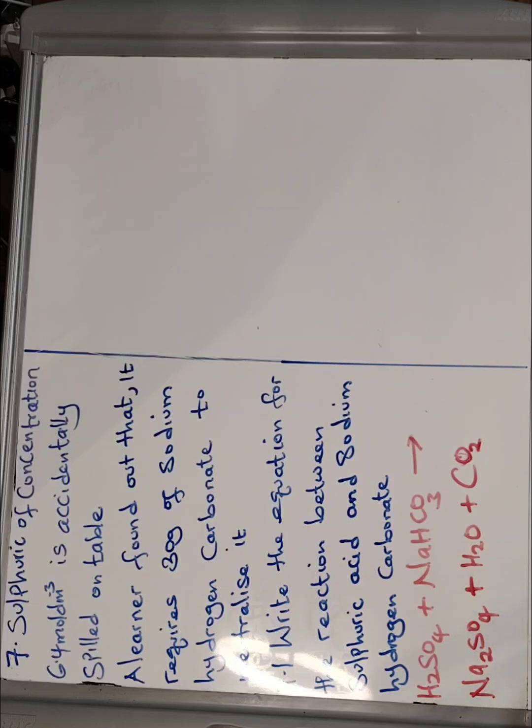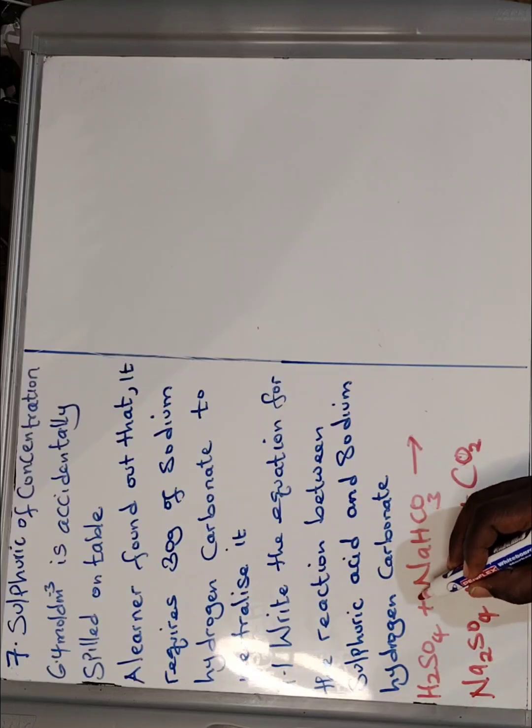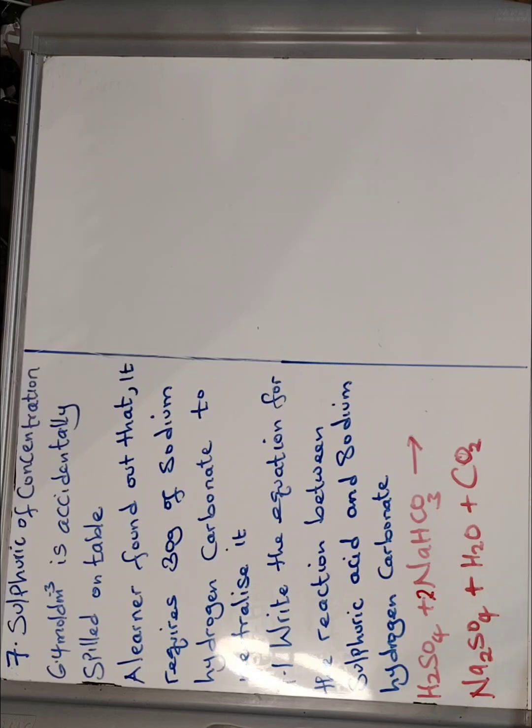Then what is next? Next is going to be balancing. We have 2 sodium here, so we insert 2 there. When we insert 2 there, that makes carbon 2, so we insert 2 here. We also have to remember that we have 2 hydrogen here and 2 hydrogen there. Those are 4 hydrogen, so we insert 2 here. And that happens to be the equation for the reaction taking place.